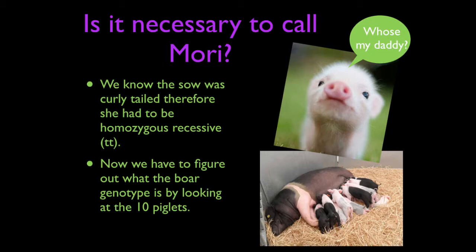We know that the sow was curly-tailed. Therefore, she had to be homozygous recessive. We're going to call that little t. Now, we have to figure out what the boar, a boar is an uncastrated male pig, what his genotype is by looking at the 10 piglets.